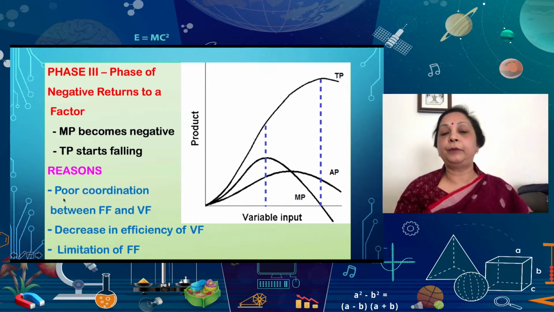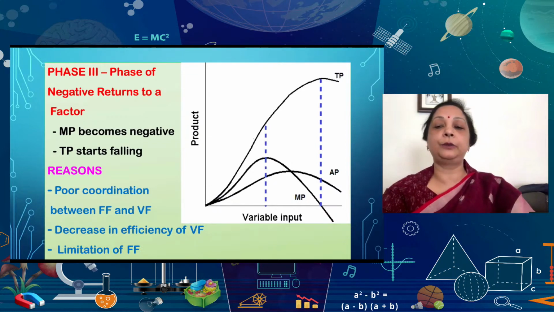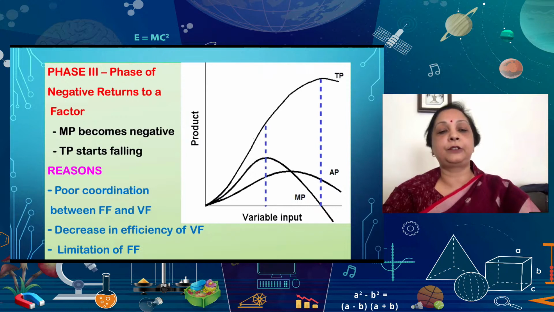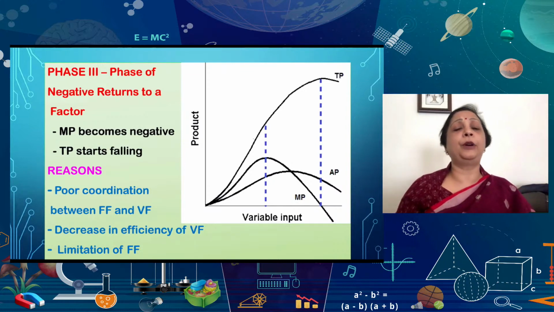This happens because of poor coordination between fixed and variable factor. The fixed and variable factors are not able to work with each other. They are not able to coordinate. Have you heard too many cooks spoil the broth? The same thing happens, too many laborers. So there is very poor coordination between the fixed factors and the variable factors, which results in fall in marginal product to the negative side. And there is decrease in efficiency of variable factor. Too many laborers employed, too much overcrowding in the factory, which leads to a decrease in efficiency of the variable factor.